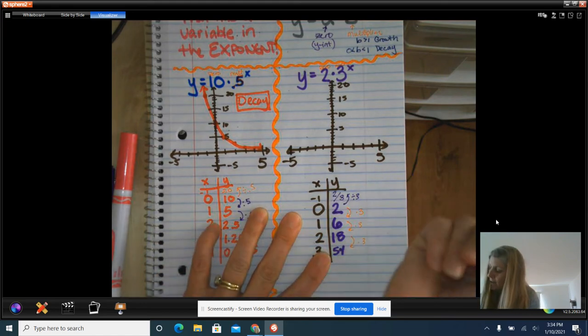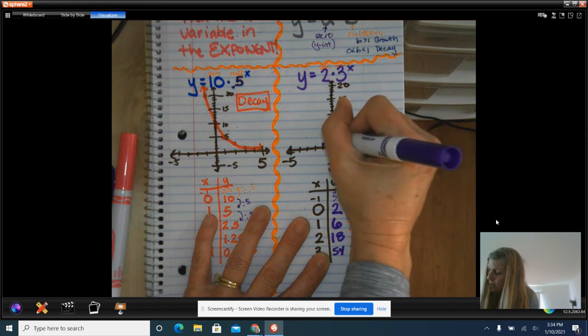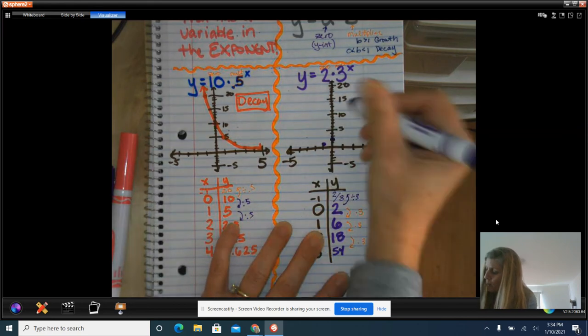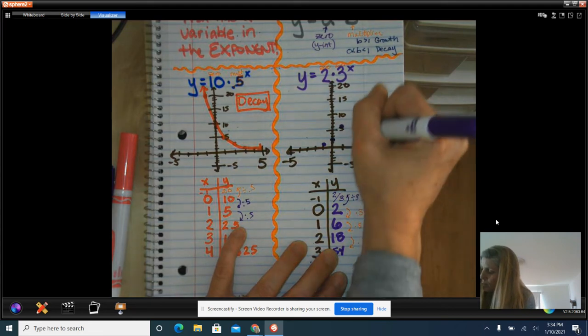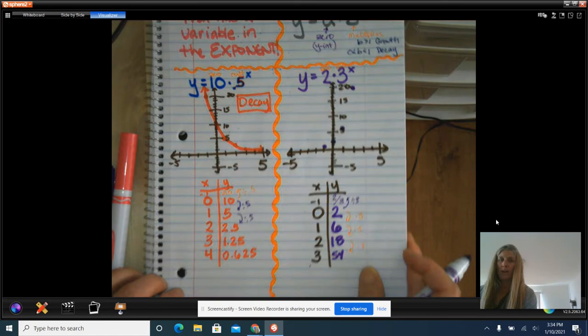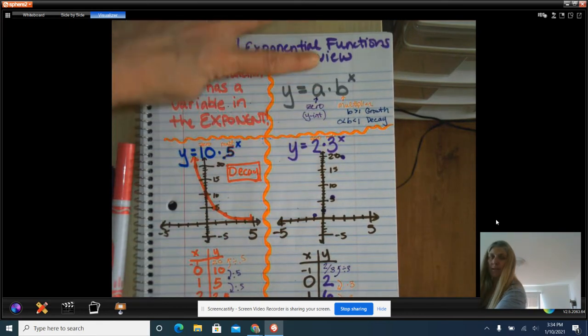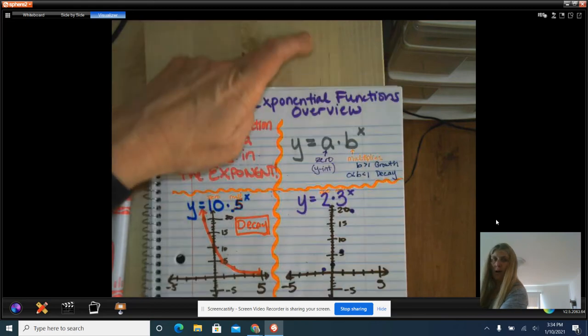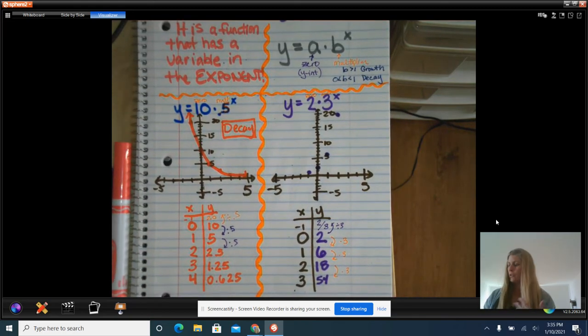We have the point (-1, 2/3). We have the point (0, 2). We have the point (1, 6). The point (2, 18). Like I said, the last point is 54. Now I want you to picture, if this is 20, 40 is up here, 54 is basically going to be all the way up here off of your page. So that's how fast exponential functions grow.